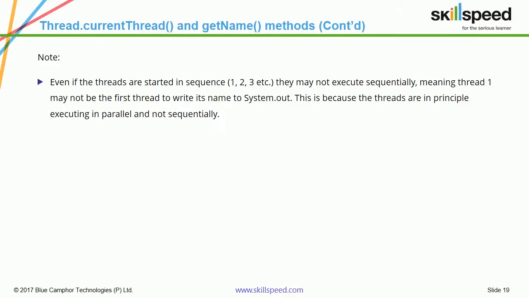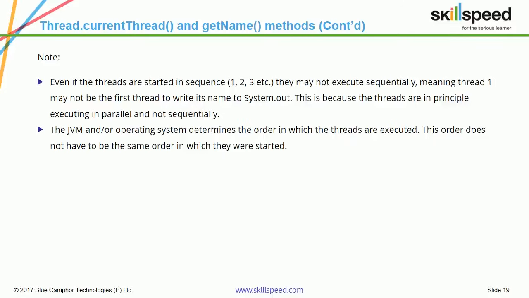We have a few points to note here. Even if the threads are started in sequence, that is 1, 2, 3 and so on, they may not execute sequentially, meaning thread 1 may not be the first thread to write its name to System.out. This is because the threads are in principle executing in parallel and not sequentially. The JVM and or the operating system determines the order in which the threads are executed. This order does not have to be the same order in which they were started.